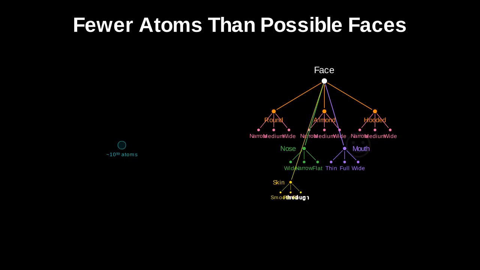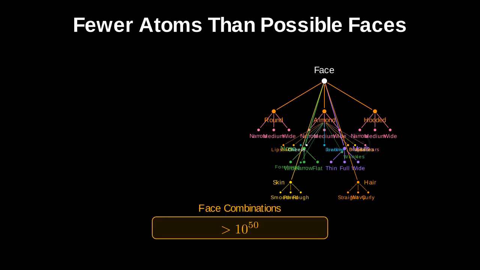Layer in skin texture, pore patterns, and hair direction. Smooth, pored, rough. Straight, wavy, curly. Each new dimension multiplies everything that came before it. The resulting space already dwarfs the atoms that ever existed on Earth. The tiny sphere on the left, all those atoms, vanishes compared to the branching tree of possibilities on the right.